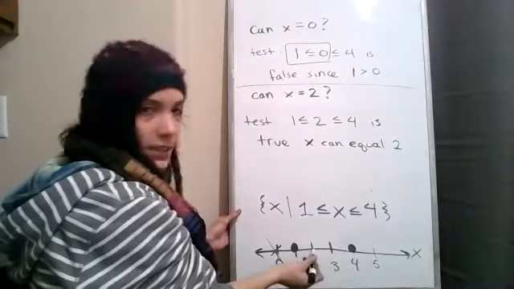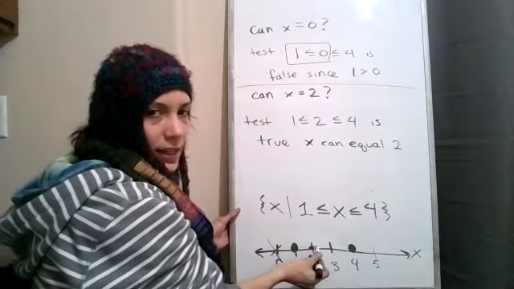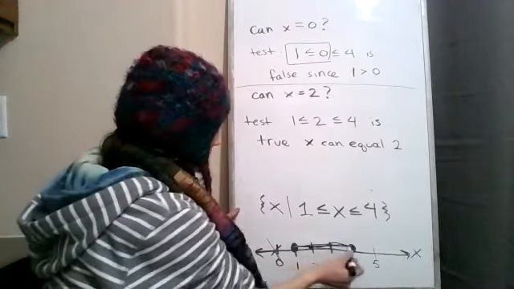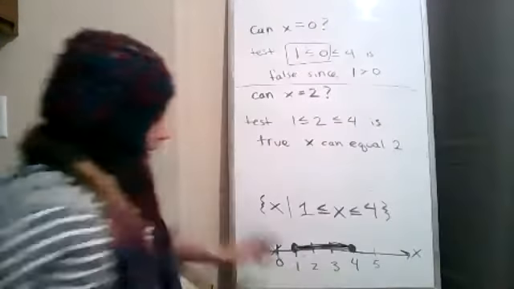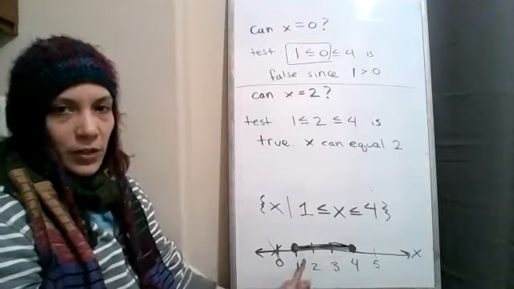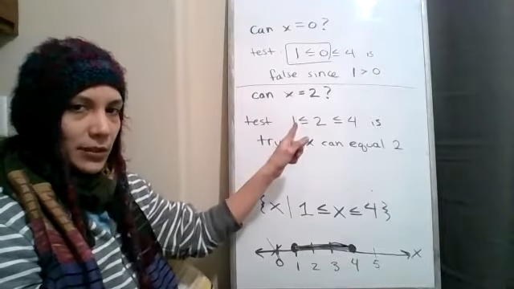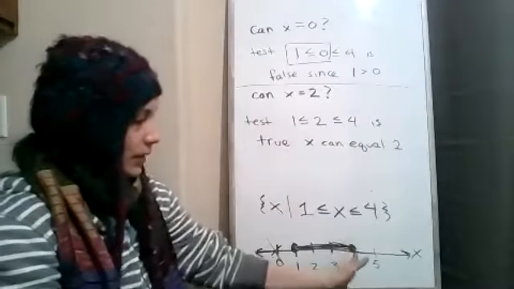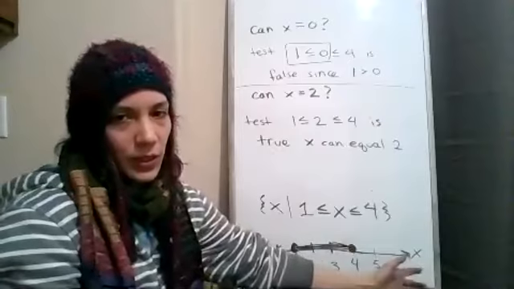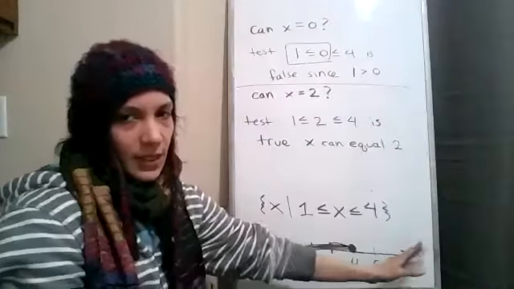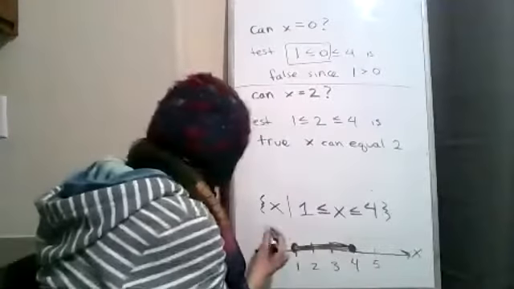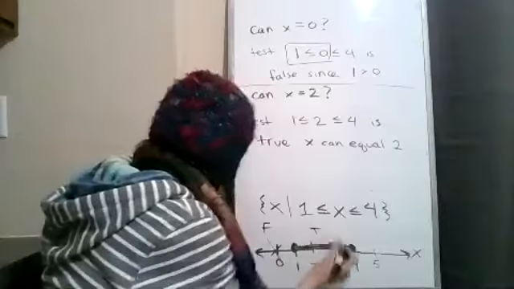Okay, so this is in the set, and you have all the values between 1 and 4. If I was testing any number between 1 and 4, it would have made this statement true. Okay, I'm going to do a test on some number greater than 4, just to check this side.